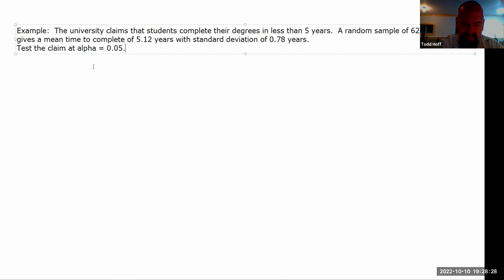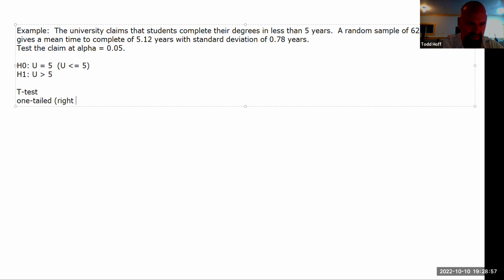So let's do our hypotheses. The null hypothesis is the university's claim that the mean is less than 5 years. So usually we'll just typically write it as the mean equals 5 years, even though we know that it really is the mean is less than or equal to 5 years. The alternative then will be that the mean is greater than 5 years. So this is a t-test and it is one-tailed. And it's on the right tail or upper tail.